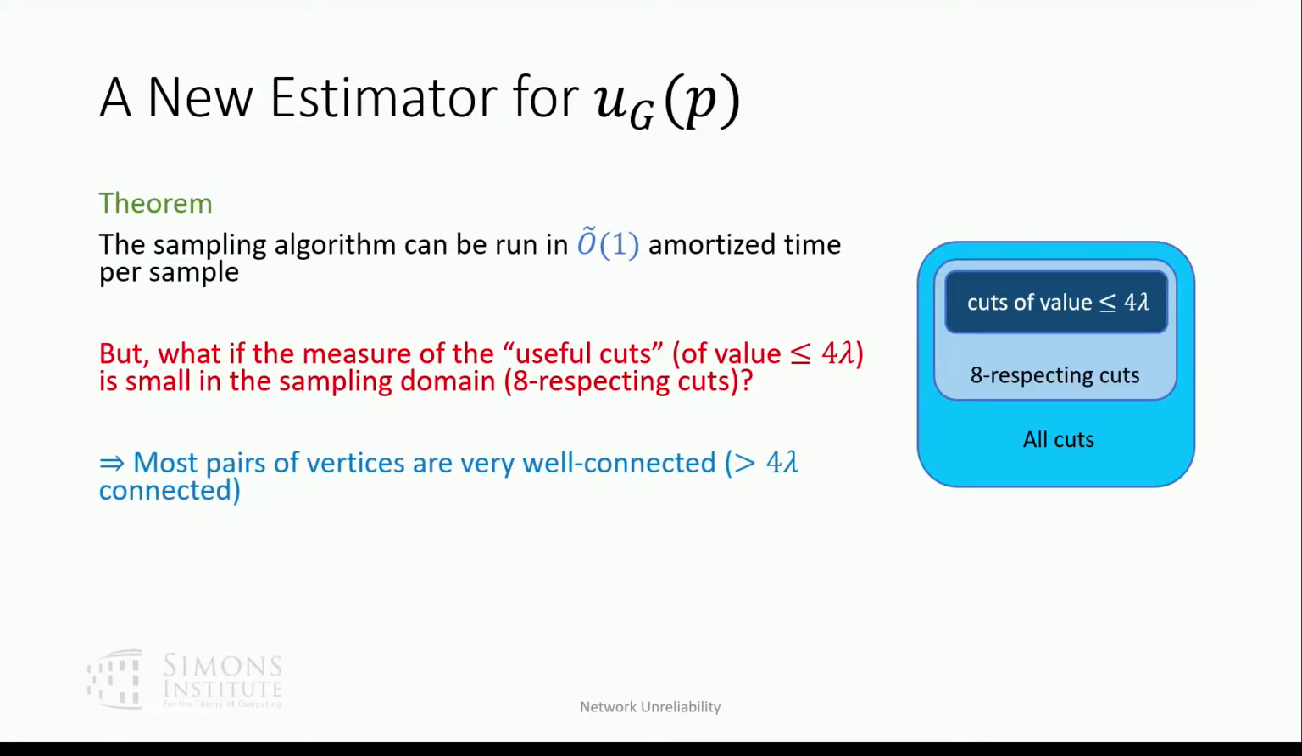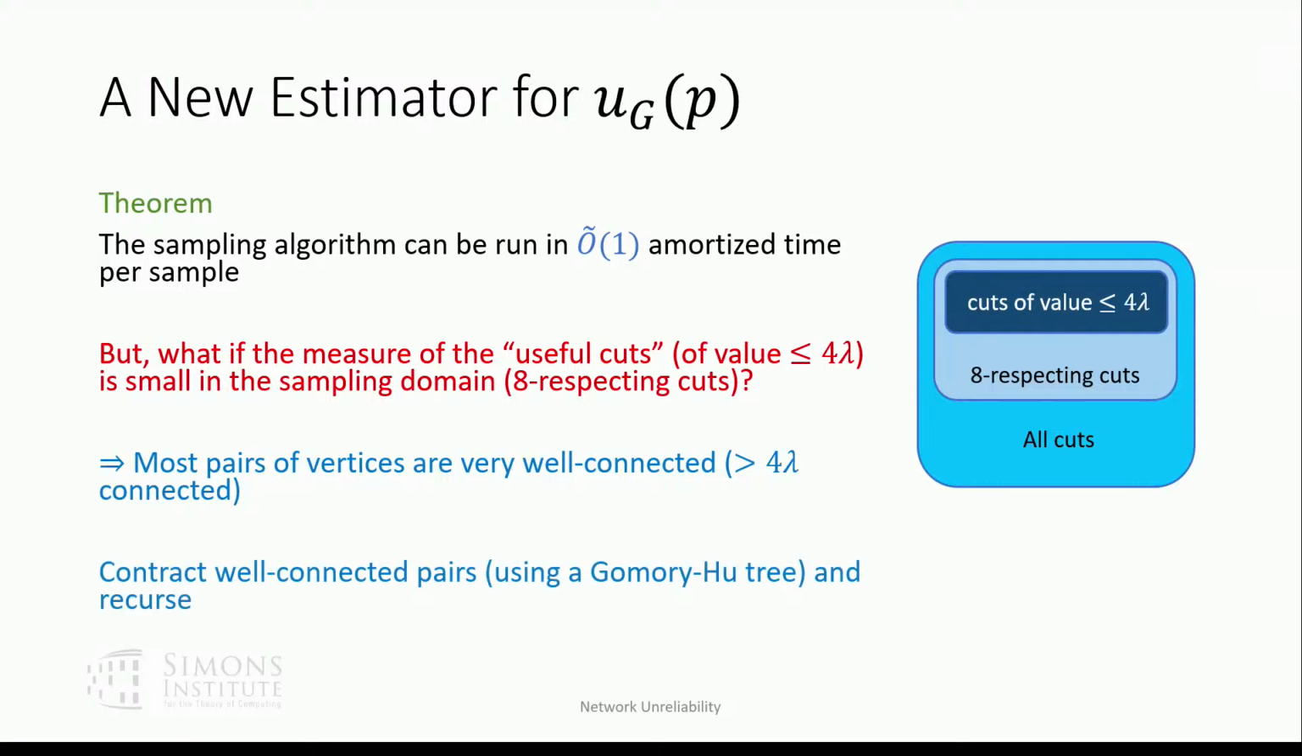Now, if this is the case, then there are very few small cuts in the graph. What that means is that if I look at different pairs of vertices, most pairs are very well connected. It's a very small number of small cuts. So most pairs are well connected. There are a few pairs that are weakly connected.